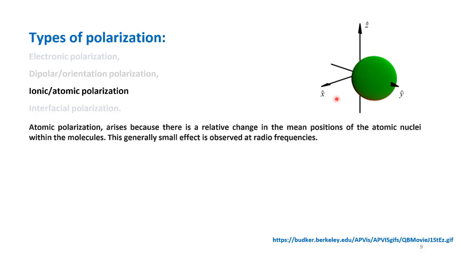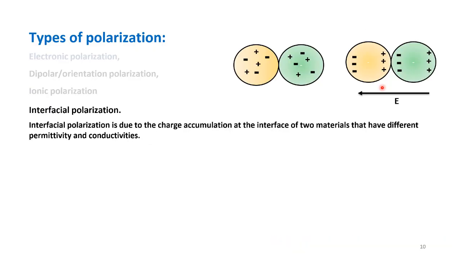Then we have ionic or atomic polarization. In this, the atomic polarization arises because there is a relative change in the mean position of the atomic nuclei within the molecule, and this generally small effect is observed at radio frequencies. Then we have interfacial polarization. This is due to the charge accumulation at the interface of two materials. When a field is applied, charge accumulation will occur at the interface. This is because of the difference in permittivity and conductivity of the two materials. So this is the interfacial polarization.